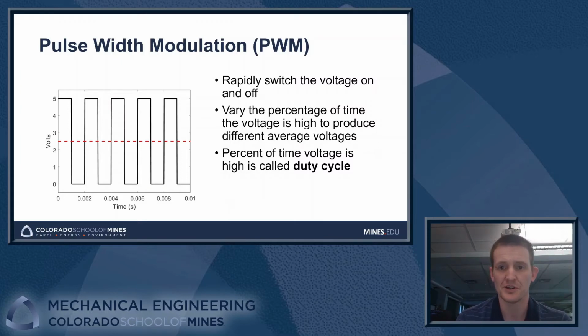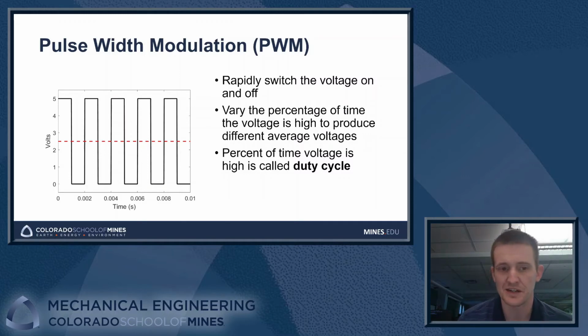So in pulse width modulation, we're rapidly switching the voltage on and off. So the idea here is if we change the voltage quickly enough, if we flip it on and off rapidly, the motor is not going to notice that we're not supplying it with a continuously varying voltage signal. It's just going to keep spinning, and by rapidly flipping the voltage on and off, and then changing the percent of the time when the voltage is high, we can simulate having an analog voltage control. So the key thing here, the percentage of the time when the voltage is high is called the duty cycle.